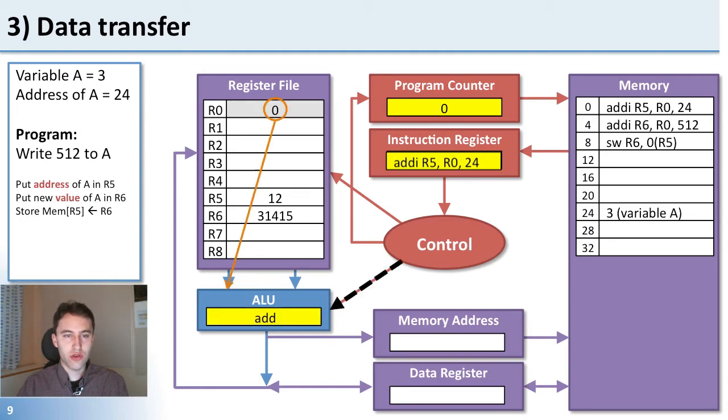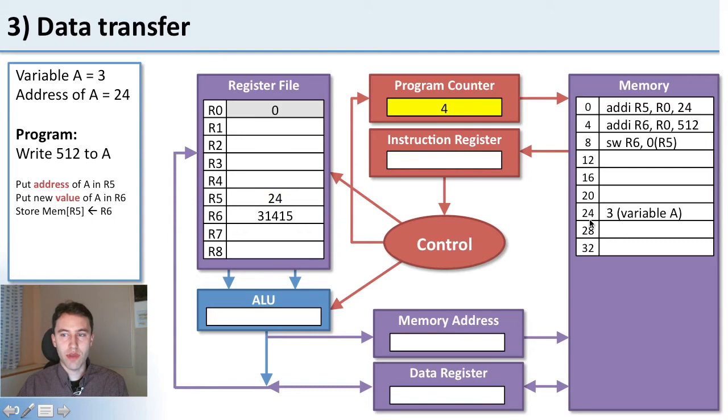So if we look at the control, we're going to do an add. We're going to add 0 and 24, and store it into R5. So now we've got 24 in R5. This is then going to be the address of the variable we want to change in memory. If you look at our memory over here, here's our variable A, and it has address 24. And we just stored 24 into our register file.